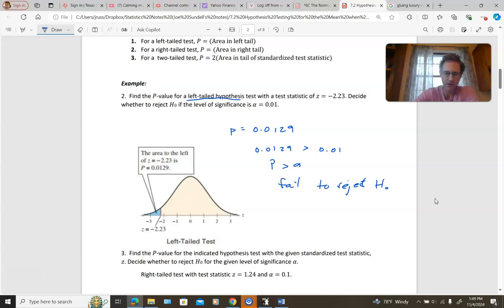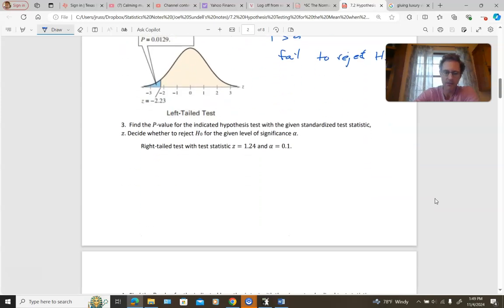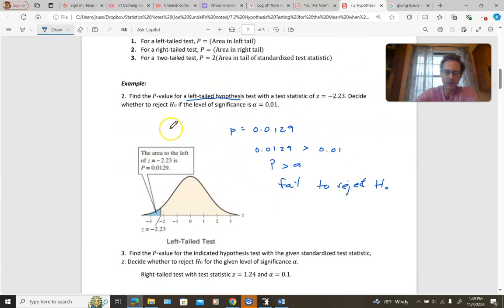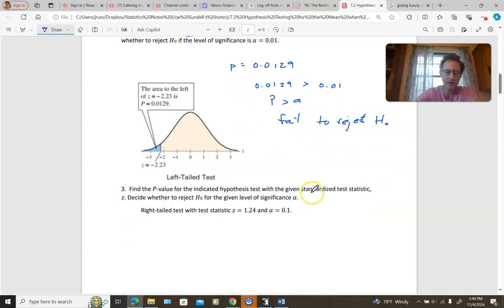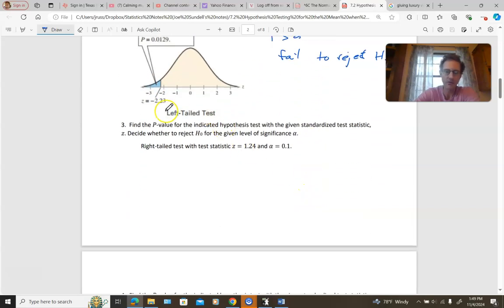Okay. All right, well, let's look at part C. I've got one of each in which we use each type of test, okay? So we just looked at a left tail test. So now part 3, or example 3 here, it says find the p-value for the indicated hypothesis test with the given standardized test statistic, and then decide whether to reject H naught for the given level of significance.